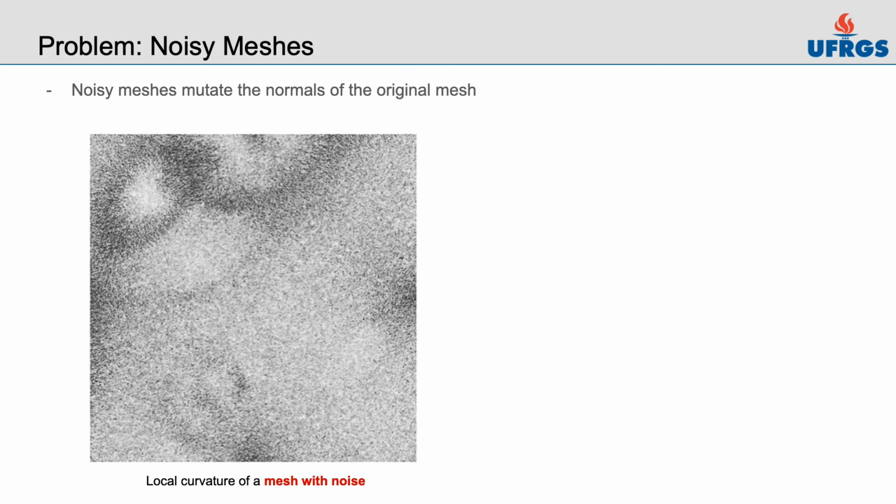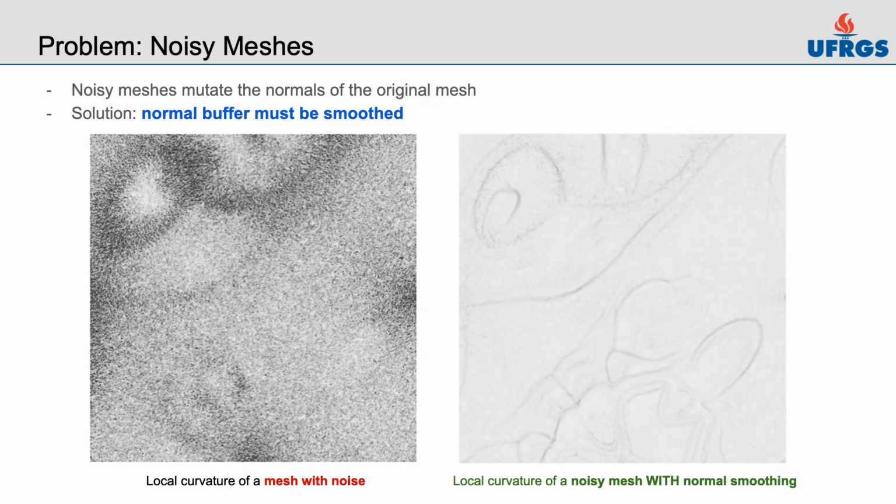The domain transform shown in the previous slide works fine for most meshes, but there is still a problem when dealing with noisy meshes. Noisy meshes tend to mutate the normals of the original mesh, which will affect the computed curvature. See on the left a visual representation of the curvature of a mesh with noise. To solve this problem, the normal buffer is always smoothed before the curvatures are calculated. See on the right how the curvature information is recovered after the smoothing.